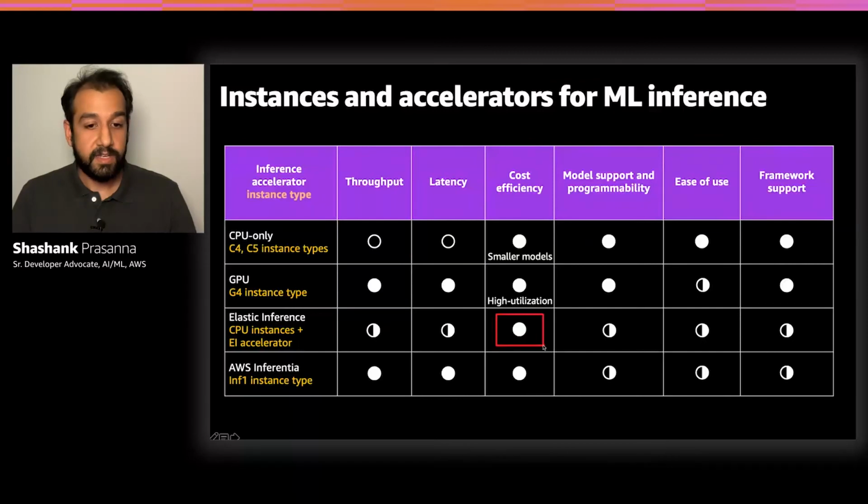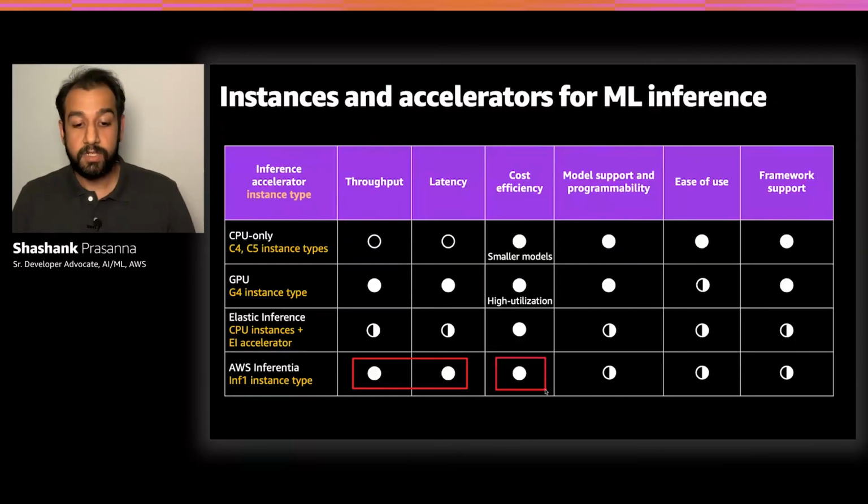Elastic inference really shines with, again, just cost efficiency. It's not as performant as a full GPU because it's a variable size GPU, but it can be the lowest cost option if you have higher latency budgets, and you can meet those latency budgets using elastic inference, which is a lot more inexpensive. Finally, AWS Inferentia offers very high performance comparable to GPU, in some cases better.